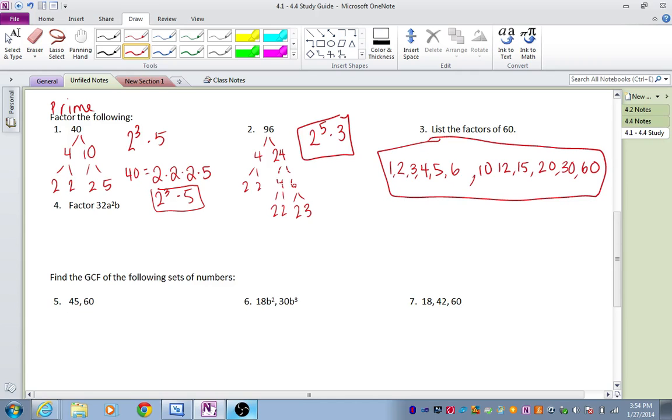For number 4, when we're factoring a monomial, we're going to prime factor the number and then split up all the variables. So 32 is 2 times 16. 16 is 2 times 8. 8 is 2 times 4. And 4 is 2 times 2. And then we have 2 A's and a B. So our final answer is 2 times 2 times 2 times 2 times 2 times A times A times B.